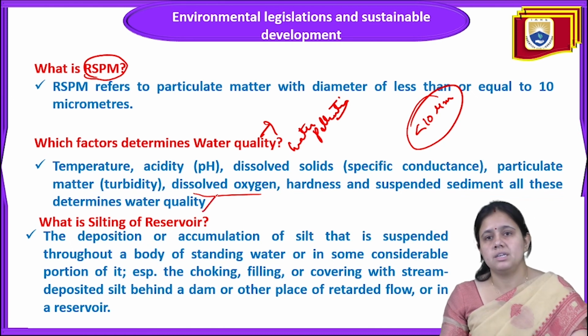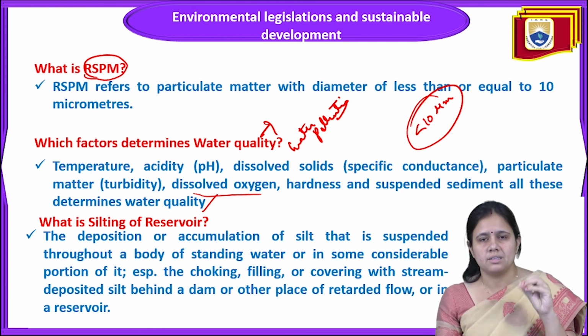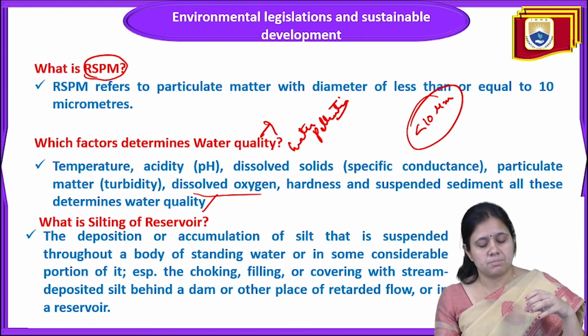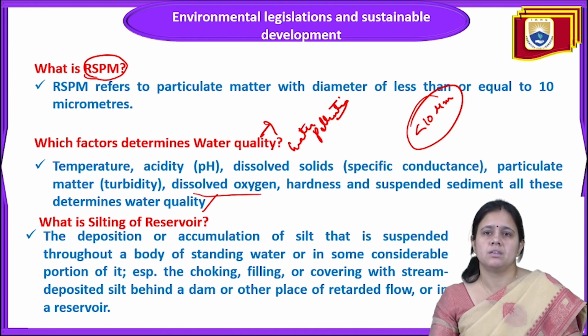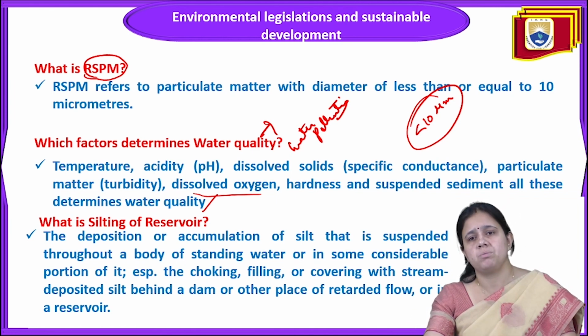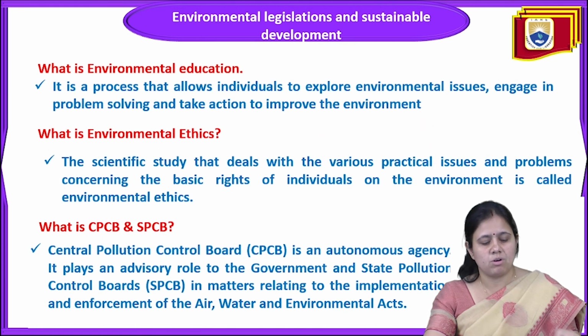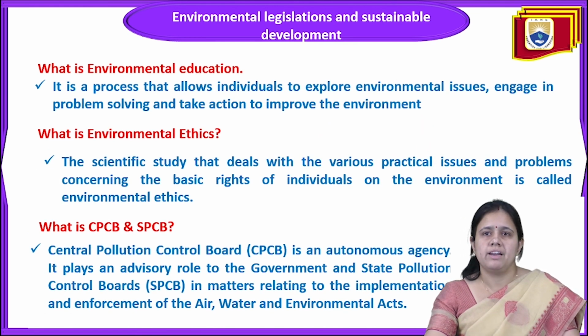Next, what is silting of reservoir? Silting is silt, we know that it is a kind of soil pollution. It is the accumulation or deposition of silt. It will be suspended in a body of water and will cause choking, filling or covering of a stream. Silt deposited behind a dam or other places of retarded flow in a reservoir is called silting of reservoir.